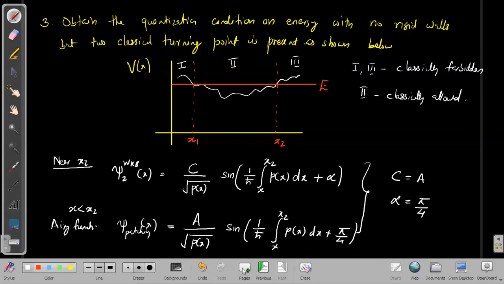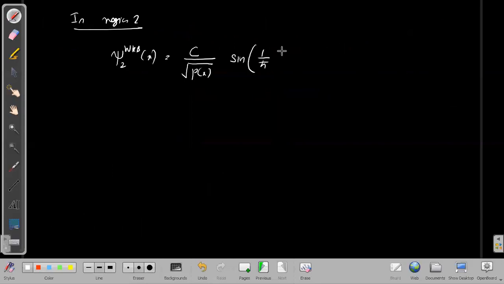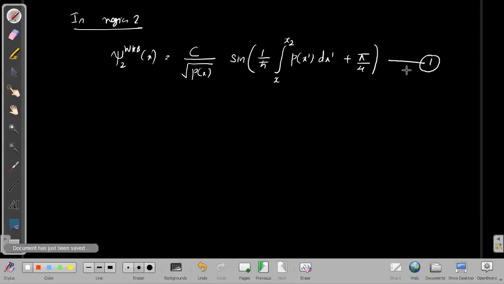Okay, so in region 2, how can we write the WKB wave function? In region 2, the WKB wave function can be written as some constant C by root of p of x, sine of 1 by h cross integral x to x2 p of x prime dx prime plus pi by 4. Okay, so this we can put as equation number 1.